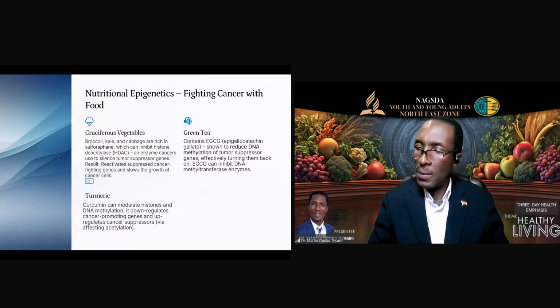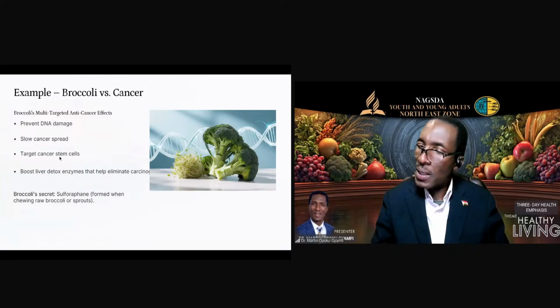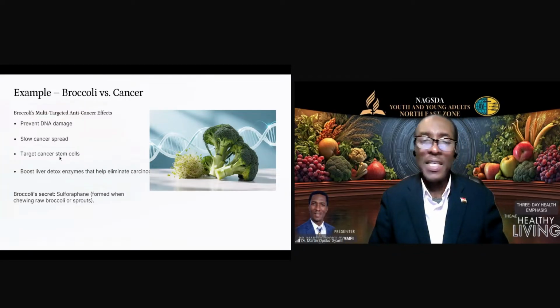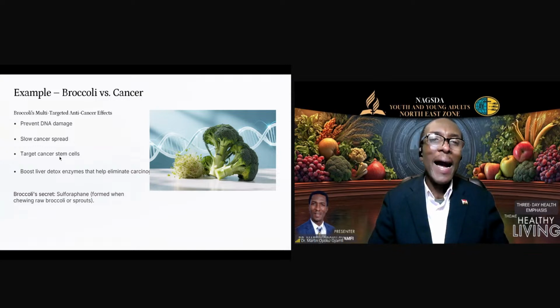Let's move on. This is a big lecture, but I'll try and finish it now. So broccoli, it has multiple targets against cancer. What does it do? It prevents DNA damage. It slows cancer spread. It targets the cancer stem cells. And then it boosts the liver detox enzyme that help eliminate carcinogens or cancer-causing chemicals.